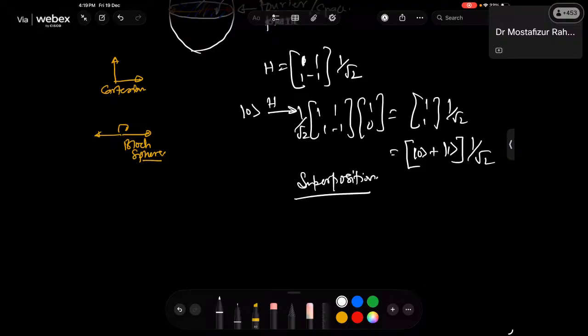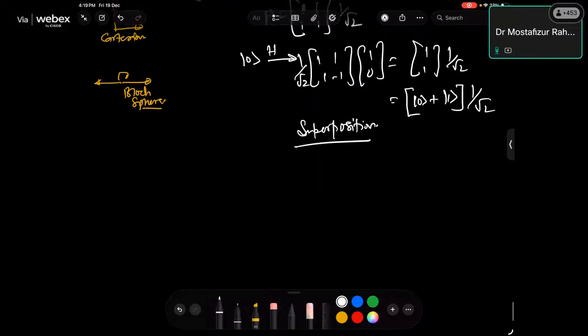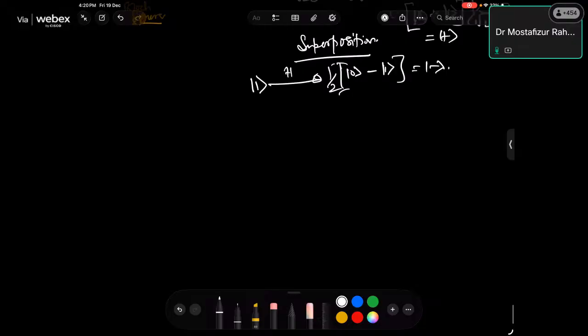Similarly, if you do the mathematical computation for 1 with the Hadamard, you will be getting (|0> minus |1>) by square root 2. This particular state we call plus state, and this particular state we call minus state, right? And so this is for the 1 qubit particular case.